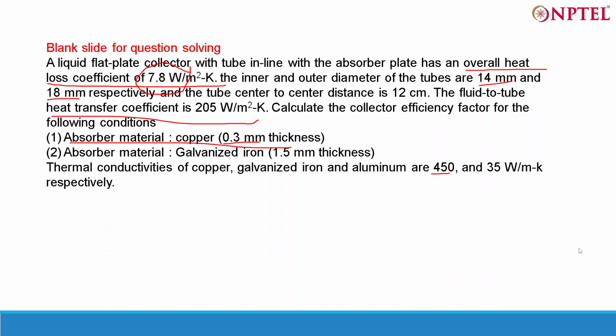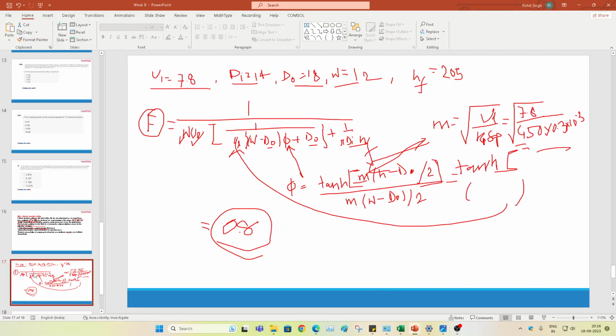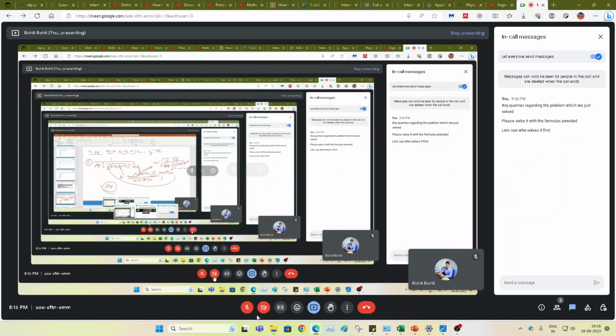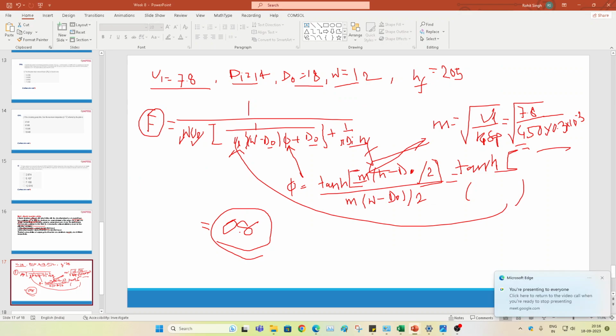Okay, guys, did you solve it? No? Okay, no problem. Solve it again at home. I think we waited long and nobody was able to solve it. You just have to put the values here, guys. You can easily solve it. Try to solve it. The answer will be very near to 0.8 or something.